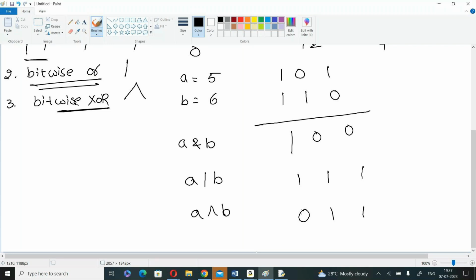Anyway, it is performed bit by bit and the result is shown in the normal number format, that is, the normal decimal number format. Now, what is the decimal number for this?